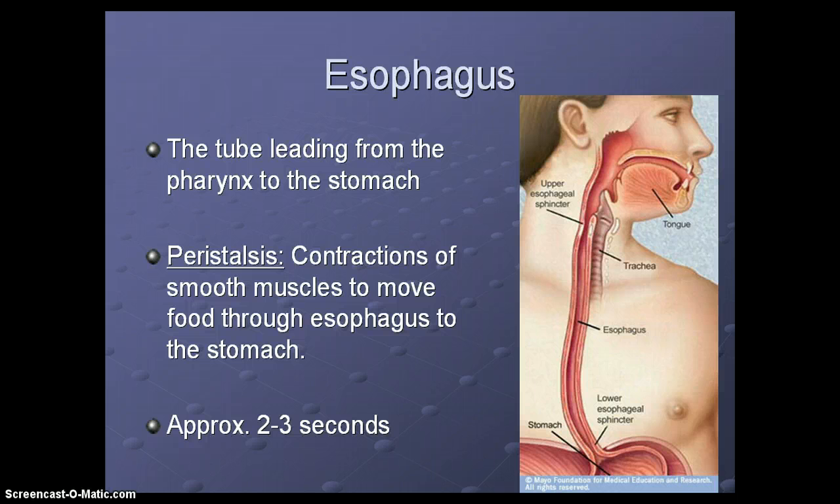Next, it is the esophagus, which is a tube leading from the pharynx to the stomach. Peristalsis is contractions of smooth muscles to move food through the esophagus to the stomach. This takes approximately 2 to 3 seconds.